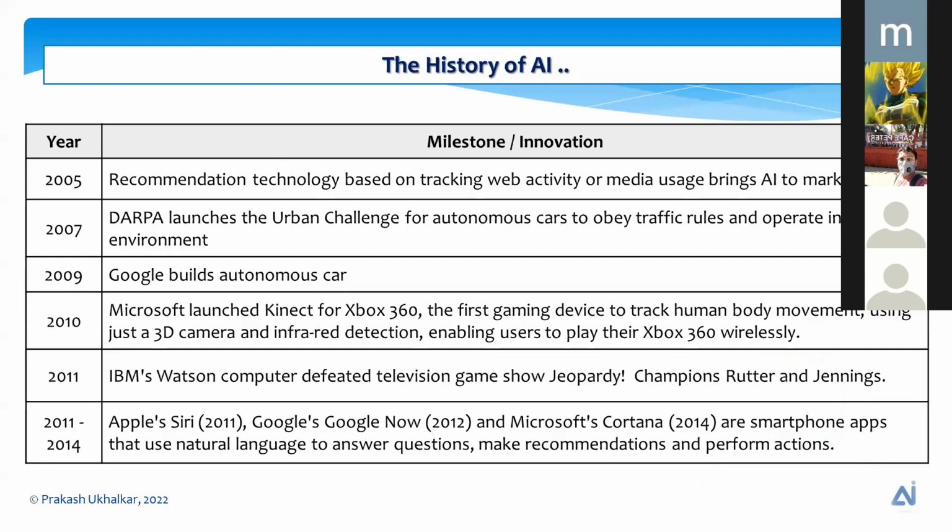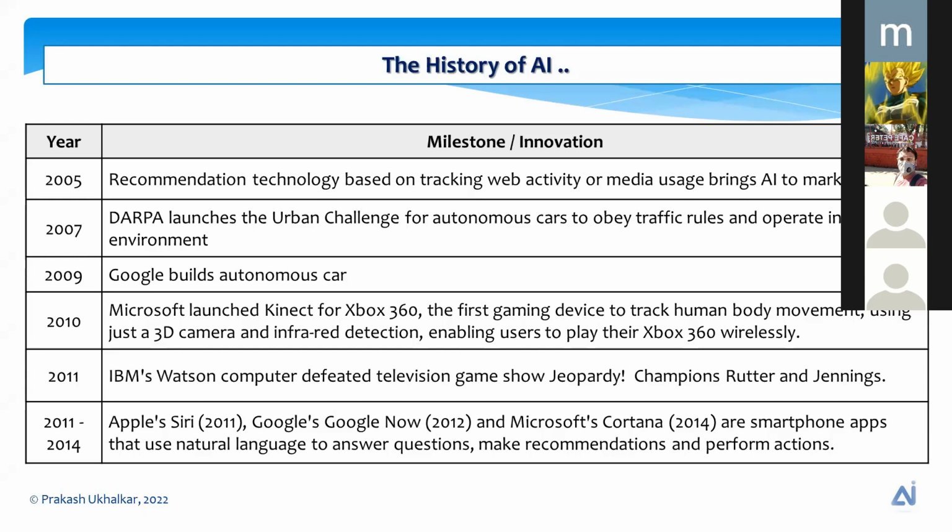Then in 2007, the Defense Advanced Research Projects Agency, DARPA, launched the Urban Challenge for autonomous cars to obey traffic rules and operate in urban environments. Many developments are happening everywhere to develop autonomous cars, driverless cars, smart cars. And the competition was held by DARPA, one of the research agencies in the US. The car which would follow and obey all the traffic rules would win that competition. And still they haven't found the best car, because the development is still underway. And hopefully in future we will see such cars everywhere around us.